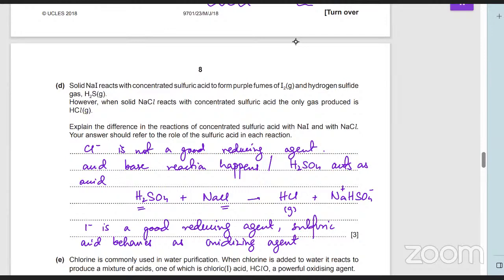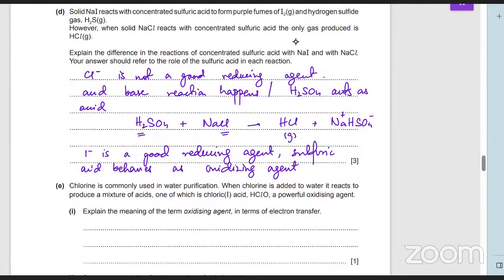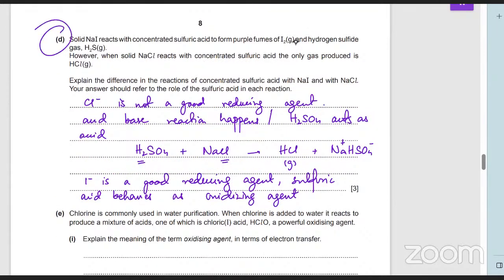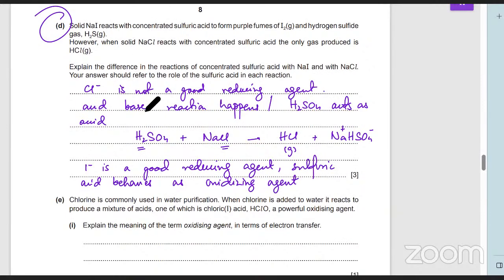Okay, that's all it will be. But remember this, this question comes very frequently. What happens down the group? As chlorine is used in water. Is this part clear? Sir, could you repeat this one?